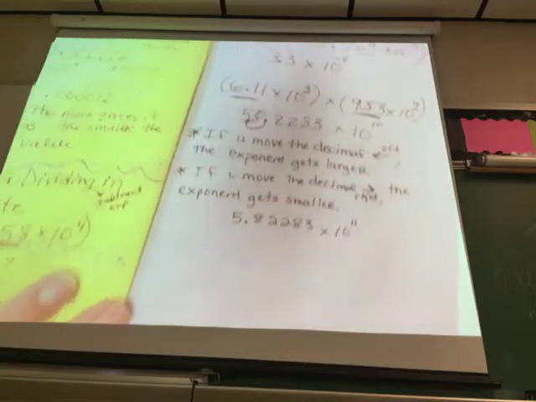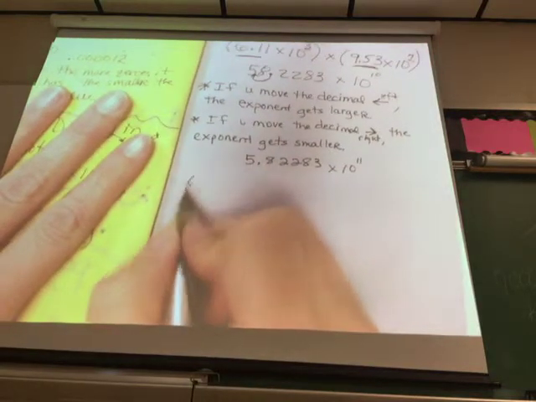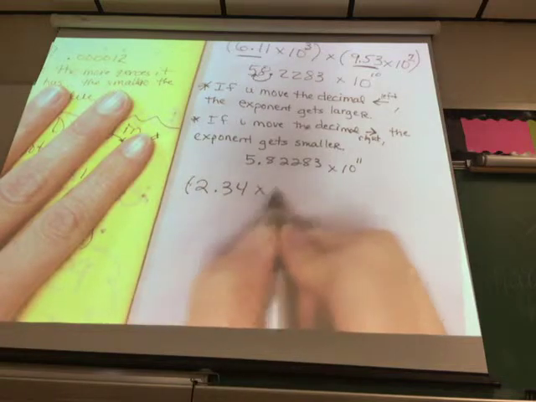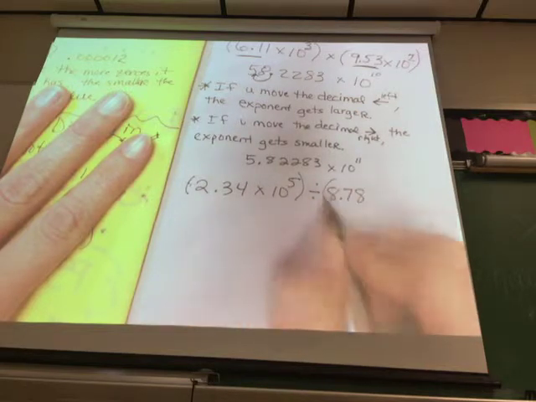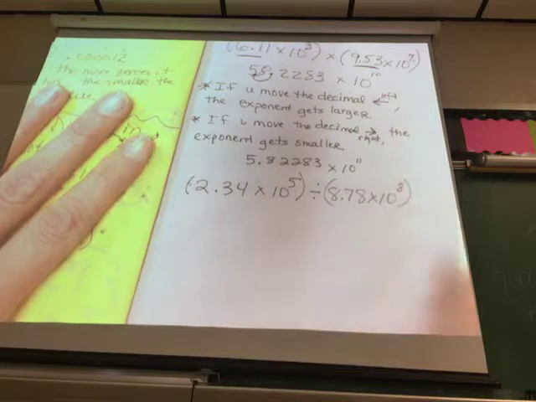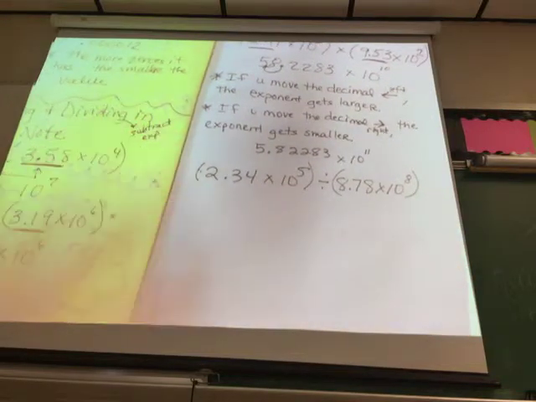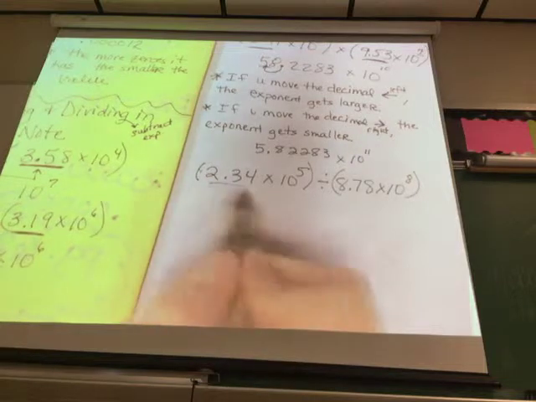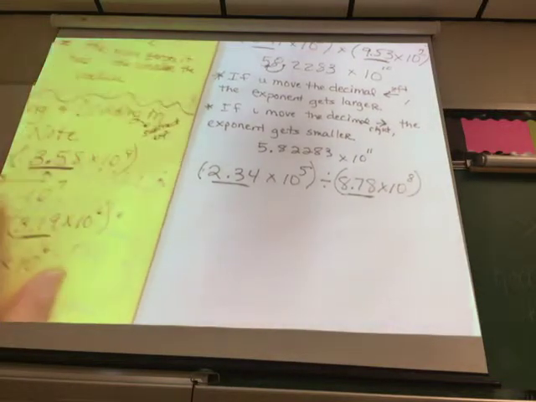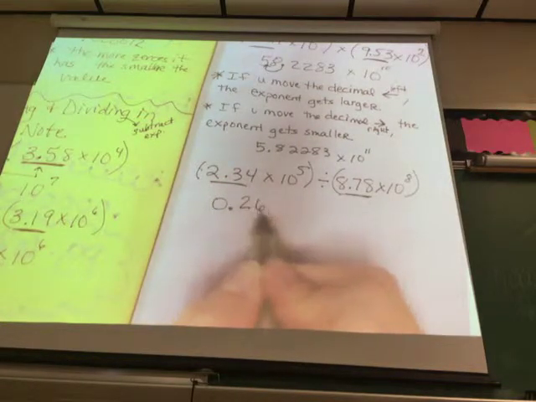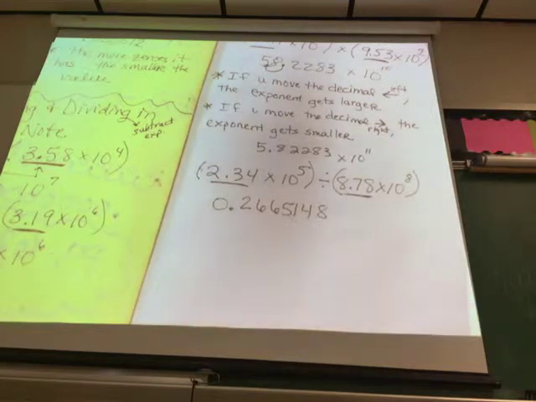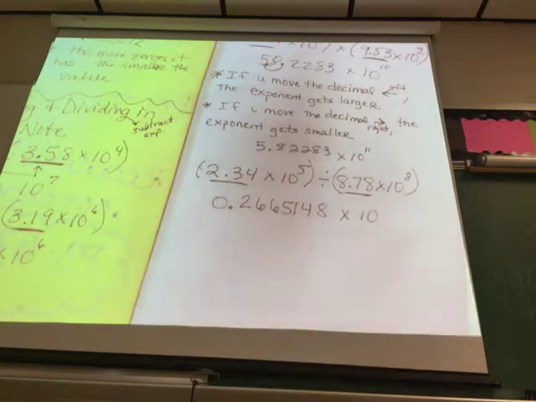Let's try another one. We'll try division. What if I have 2.34 times 10 to the 5th divided by 8.78 times 10 to the 8th power? First thing you want to do is do your actual division of your first two pieces and see what you get. 2.34 divided by 8.78 shows up this: 0.2665148 times 10 to the what power?